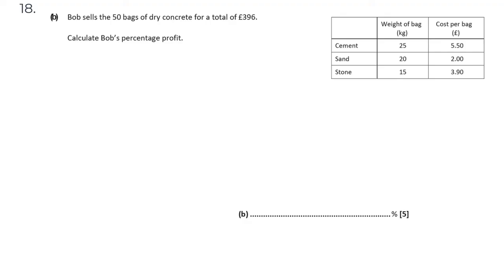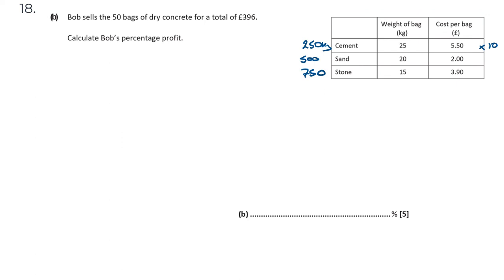Now, if you remember from the first part of the question, we worked out that we required 250 kg of cement, 500 kg of sand, and 750 kg of stone. So from that we can work out how many bags we needed for each of these. Cement comes in 25 kg bags, so 250 divided by 25 is going to be 10 bags, isn't it? So we're going to need to multiply £5.50 by 10.